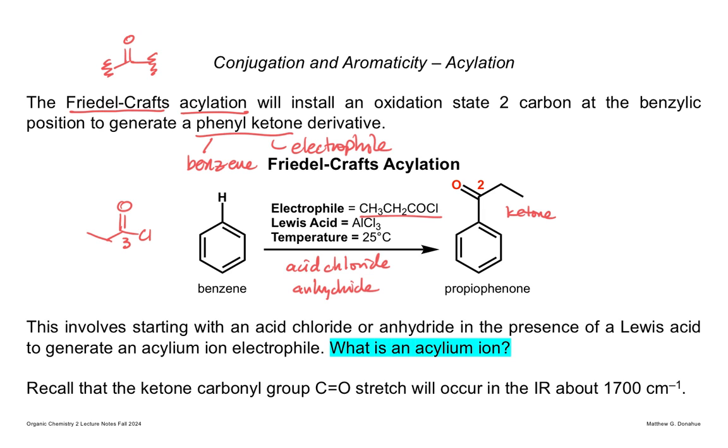So again, the ketone is always going to have this benzene ring, and then whatever is bonded on the other side comes from the electrophile.